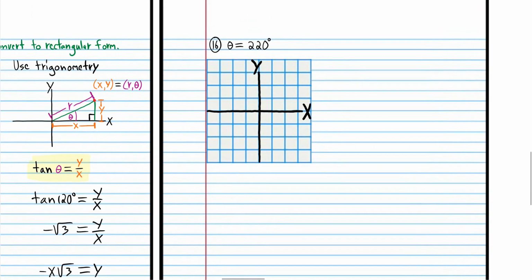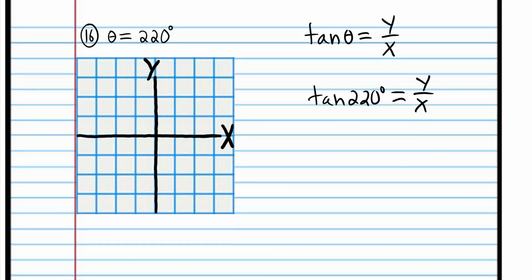So now, again, we know that tangent theta is equal to y over x. In this problem, it tells us that theta is 220 degrees, but 220 degrees is not a special angle, so now we have to actually go to the calculator. So on the calculator, press tangent and then 220 and then enter, and we get 0.839. So it's roughly 0.839 is equal to y over x, multiply both sides by x, and maybe we should say approximately equal to, just to be accurate.